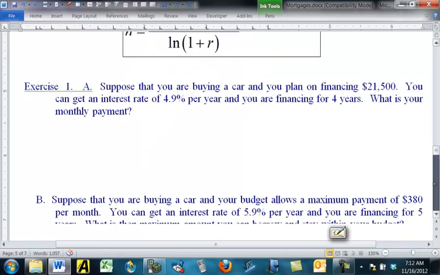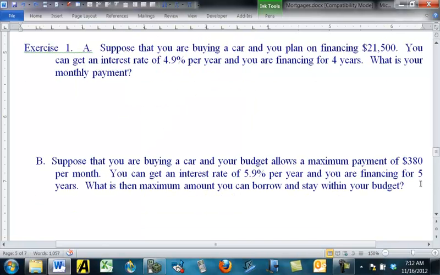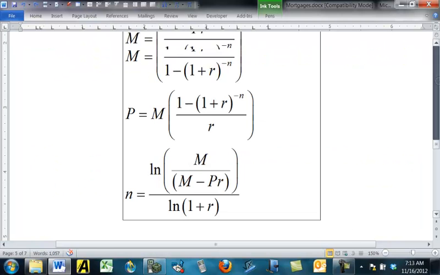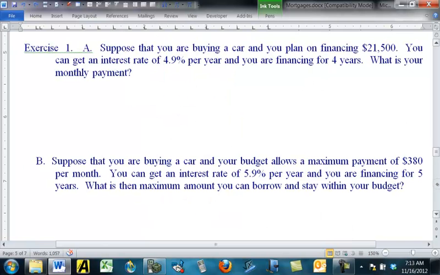Okay, so we could solve some problems like this. Suppose you're buying a car and you want to plan on financing $21,500. You can get an interest rate of 4.9% per year, compounded monthly, and you're financing for 4 years. What's your monthly payment? You just need to figure out the right numbers, plug them into this formula for M, and solve for M.